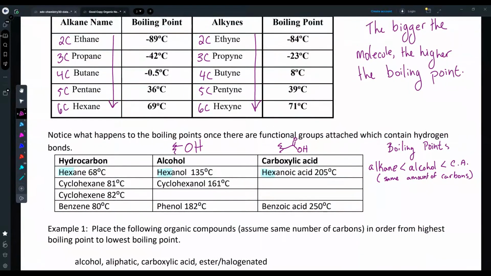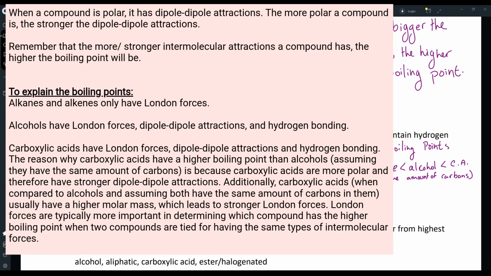The reason alcohols have a higher boiling point compared to a hydrocarbon is that they are polar and can hydrogen bond. The reason carboxylic acids have an even higher boiling point compared to alcohols is, yes, they're polar and they can hydrogen bond. Even though they have the same intermolecular forces, the carboxylic acid has a higher boiling point than alcohols because it's a more polar molecule, since it has more electronegative atoms in that carboxylic acid functional group.